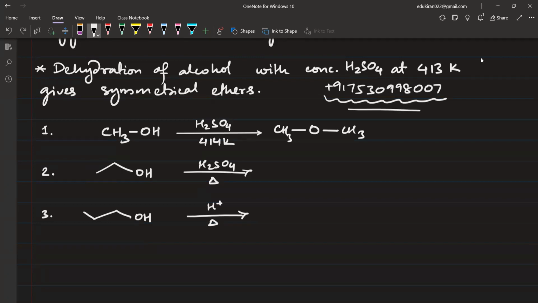Two carbon atoms, then oxygen, and then again 2 carbon atoms. For here, 1, 2, 3 carbon atoms, then oxygen, and then again 1, 2, 3 carbon atoms. Okay. Let me just send it to you right now itself. Bond line.